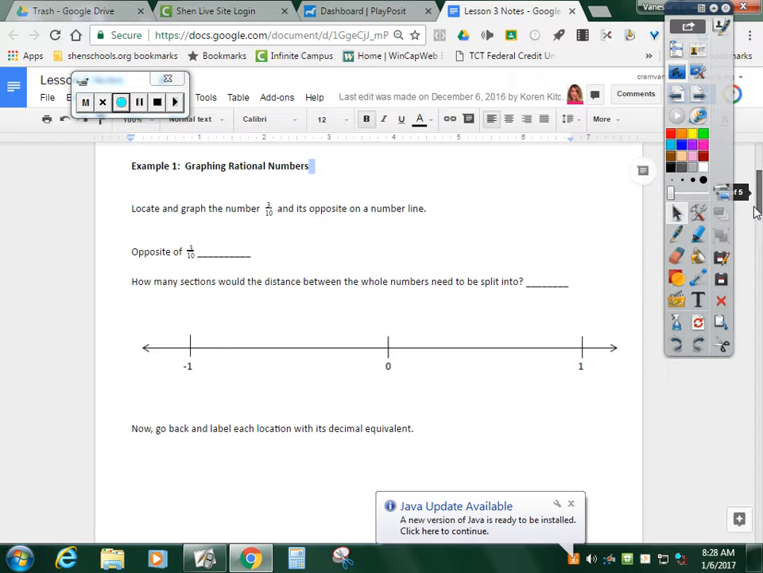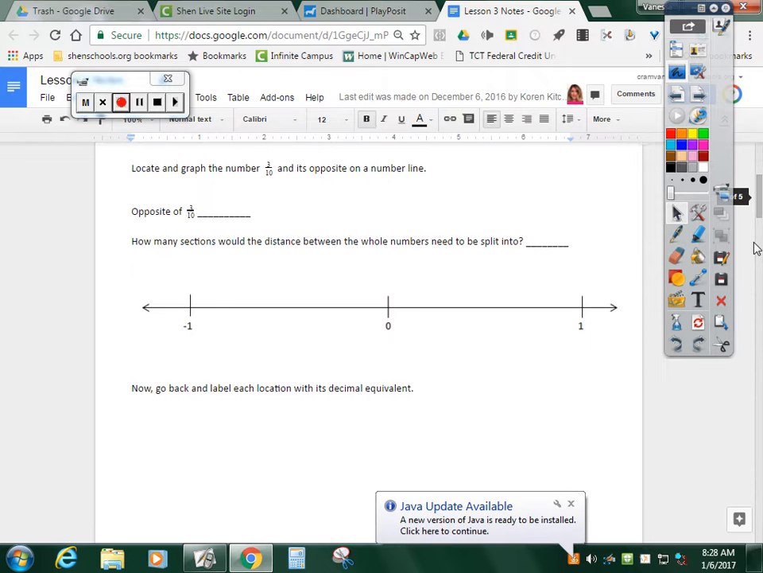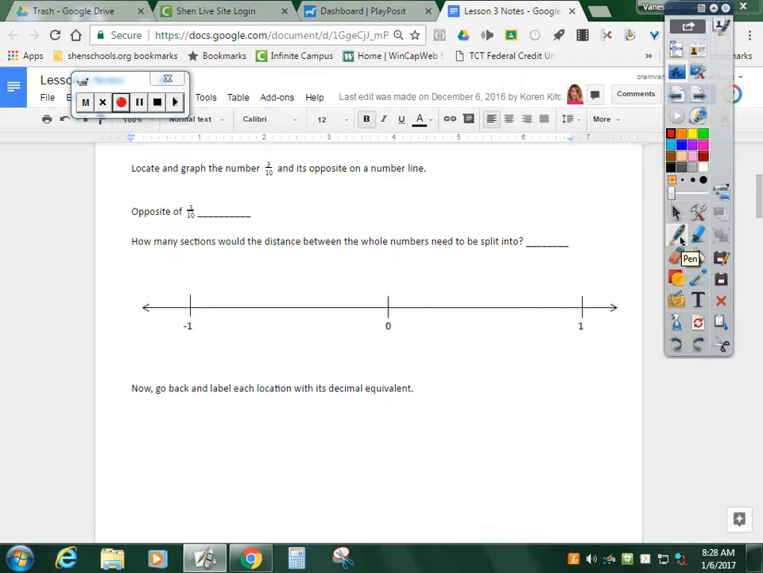Okay, example 1, graphing rational numbers. It tells us to locate and graph the number 3/10 and its opposite on a number line. Well, let's first talk about the opposite of 3/10, okay? You learned yesterday that the opposite of positive 3/10 is negative 3/10. So now we have a number and its opposite. How many sections would the distance between the whole numbers need to be split into?